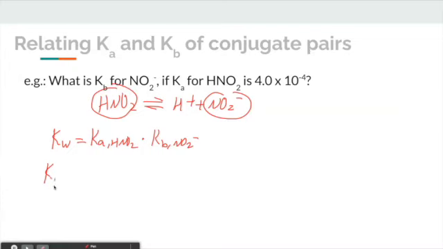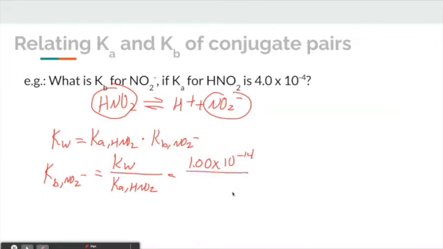So Kb for the NO2 minus ion is equal to Kw divided by the Ka for HNO2. So Kw is 1 times 10 to the negative 14th. That's that constant. It's at 25 degrees C, at least. It's always unchanging. And then HNO2, well, that's 4 times 10 to the minus 4 for its Ka. So this quotient will give us Kb. And the Kb here turns out to be 2.5 times 10 to the negative 11th.